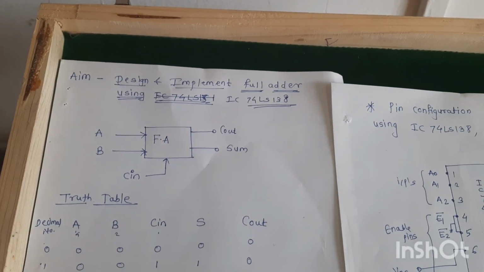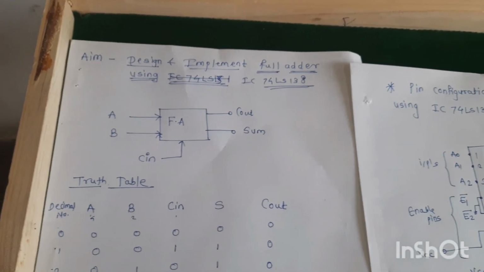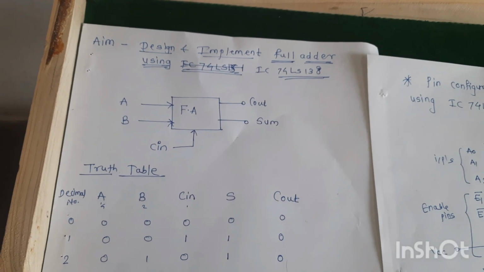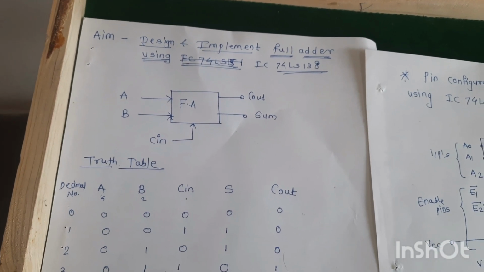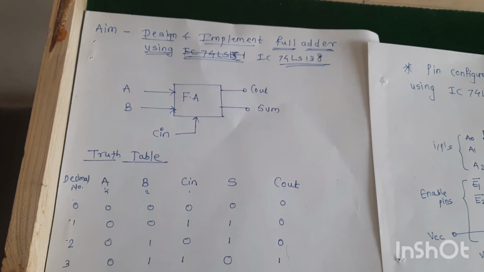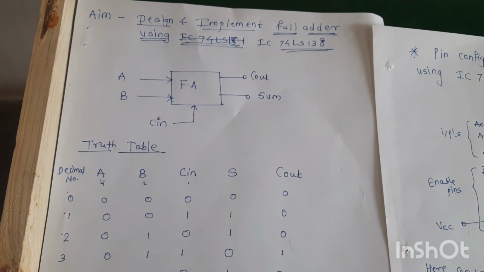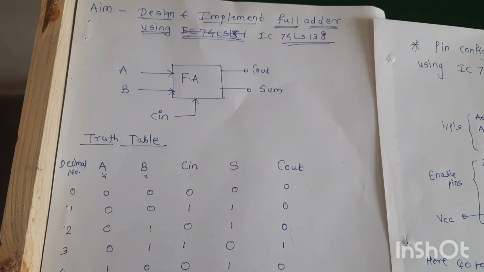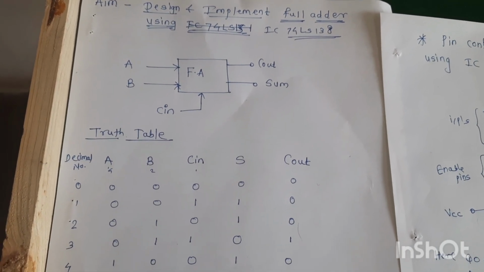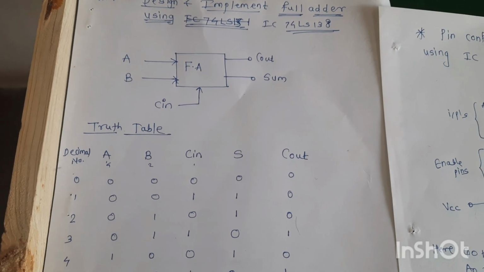Hello everyone, in today's video we are going to see how to design and implement a full adder using IC74LS138, that is the 3 to 8 decoder IC. So first of all, what is a full adder? A full adder is a digital circuit that can add two binary numbers with a carry input.